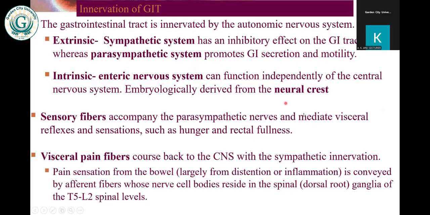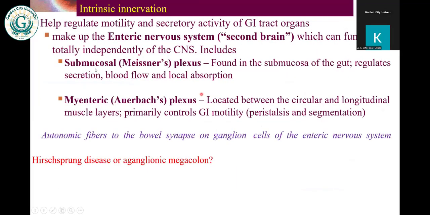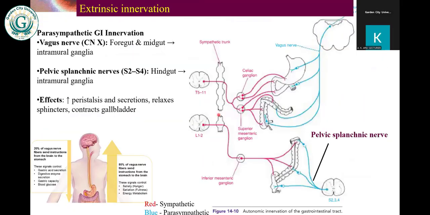Finally, in terms of the innervation, I've already explained the intrinsic innervation. I've talked about the submucosal plexus for gut secretion. I've talked about the myenteric plexus for gut motility. In terms of the autonomic innervation, this diagram is enough.